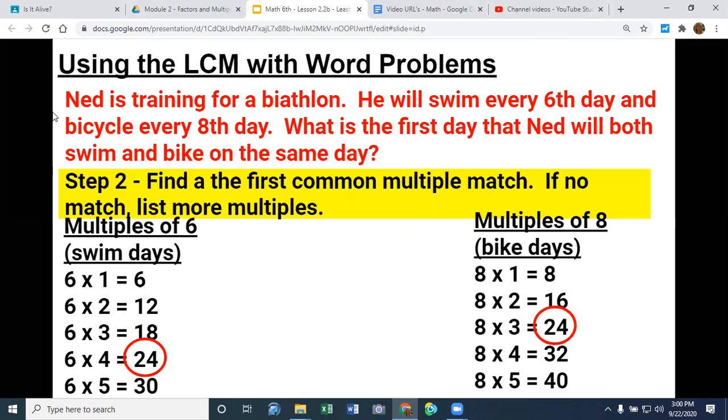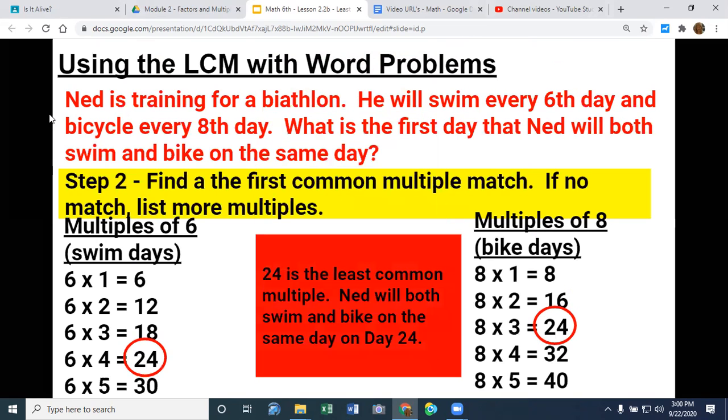So that means what in terms of our word problem? Yeah, that means that 24 is the least common multiple, and Ned will both swim and bike on the same day on day 24. That's when he's going to both swim and bike on the same day.